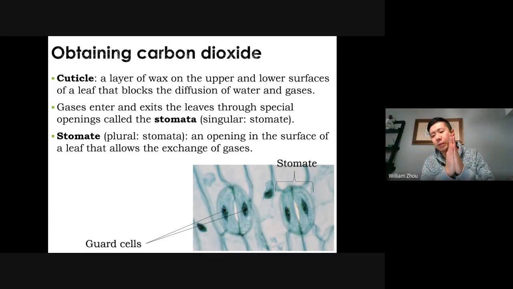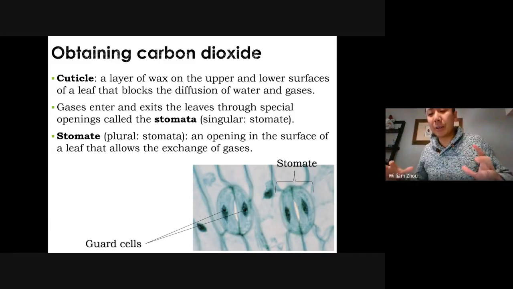Those lips, those are actually two cells. They're called guard cells because they're guards. They guard things from entering and leaving. They open the gate, they close the gate, just like guards. So that's why they're called guard cells.